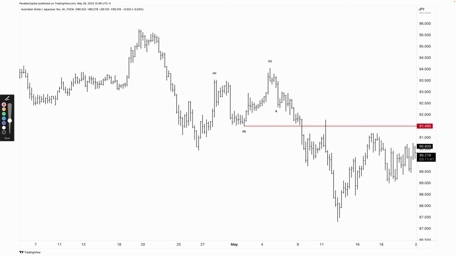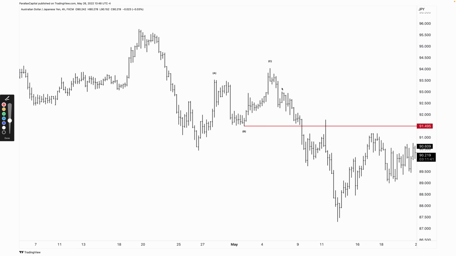I can't really identify the wave 4 extreme. So here I'm going to go with the easy to spot wave B extreme, which comes in at 91.49. So we place a sell stop maybe around here, just a few pips below that wave B extreme, place a stop loss a few pips above the wave C extreme, and there you go.